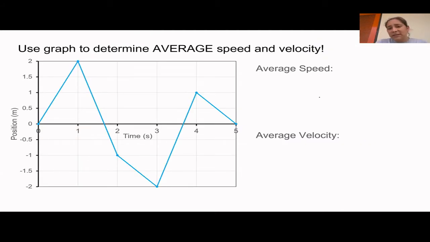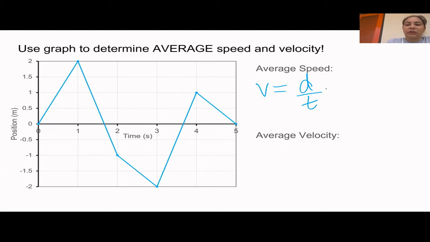Here's my graph again. This time, instead of just finding distance and displacement, we're going to find average speed and average velocity. So this is still me walking on that number line. This is exactly the same thing that I was doing before. What we need to do is find average speed. V is d over t. So since we're dealing with speed, speed is going to be distance over time.